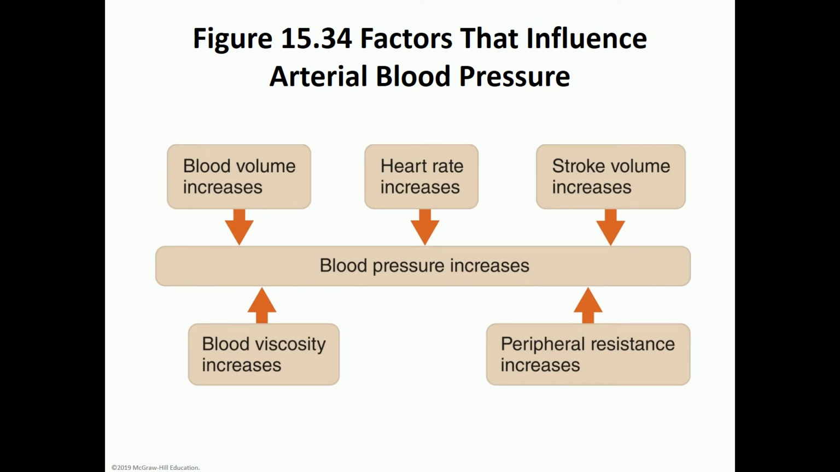Now, what are the factors that influence arterial blood pressure? An increase in all of these factors that we're going to discuss would lead to an increase in blood pressure. So all of these factors are directly proportionate to blood pressure. And those are blood volume, heart rate, stroke volume, blood viscosity, and peripheral resistance. So we are going to discuss these one at a time.